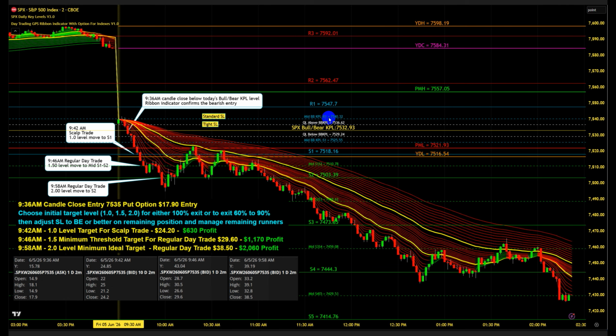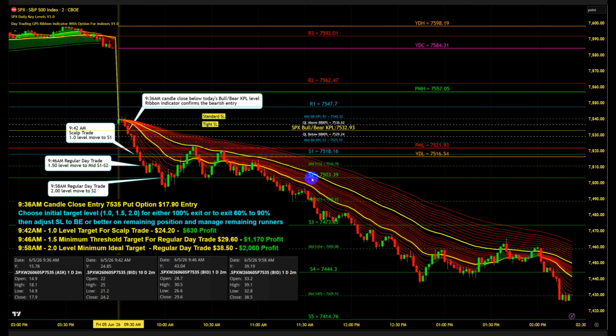The profit target framework is simple. Every trade begins by selecting one of three profit objectives. For a scalp trade, the target is a one-level move in your favor. For a regular day trade, the minimum objective is a 1.5 level move, while the preferred objective is a full 2-level move. In this example, the bearish entry occurred below the bull-bear key price level. That means the 1-level scalp target is the S1 level. The 1.5 level target is the mid-S1, S2 level, and the full 2-level target is the S2 level.